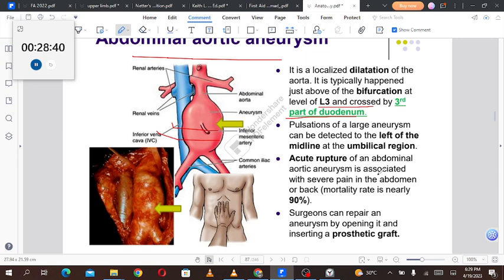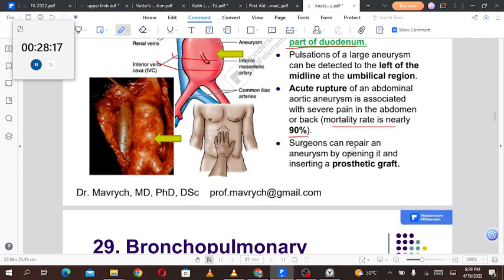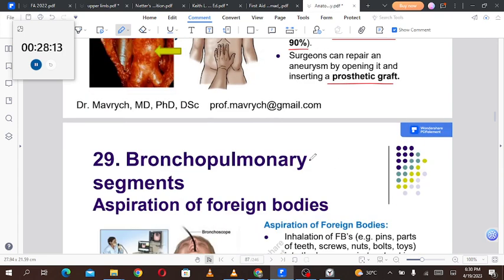Acute rupture of the abdominal aortic aneurysm is associated with severe pain in the abdomen or back. Mortality rate is nearly 90% because there is excessive bleeding, right? Because all the blood that is coming from the left ventricle is going to the aorta, and the abdominal aorta is a continuation of that. So there will be excessive retroperitoneal bleeding, and that internal bleeding can cause the mortality rate to be as high as 90%. Surgeons can repair the aneurysm by opening it and inserting a prosthetic graft if they get the time to do that.